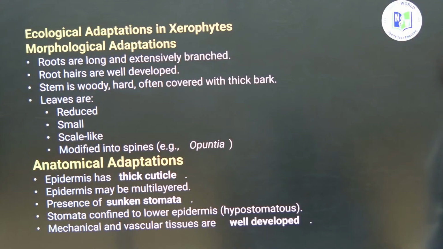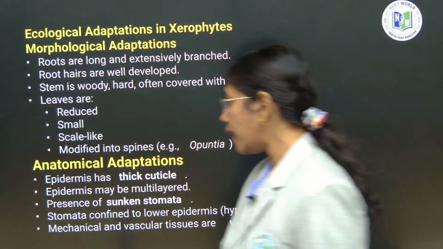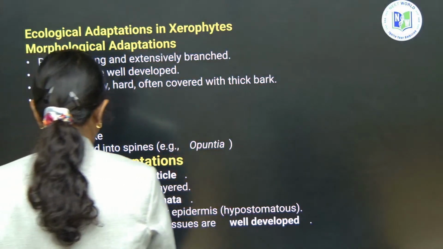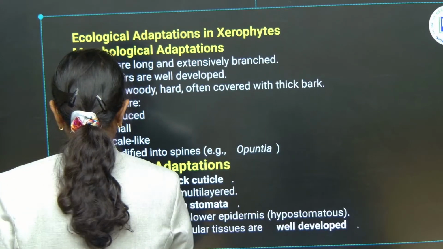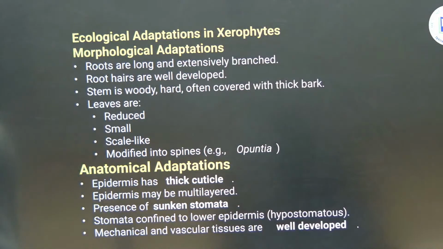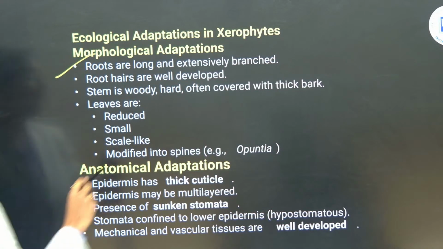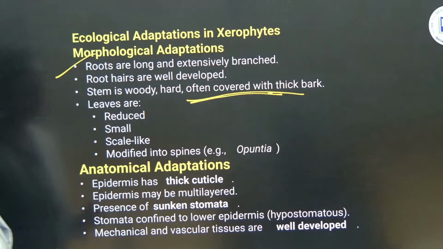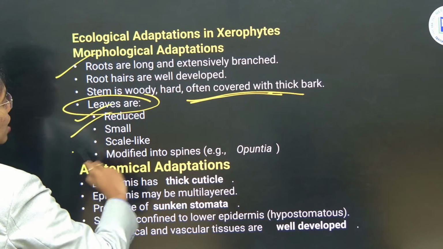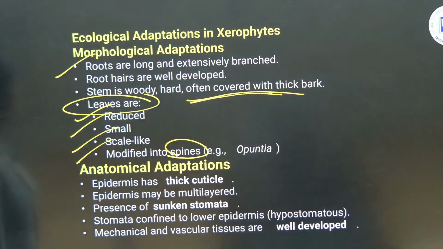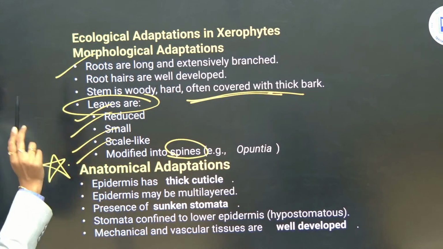Now, what are the ecological adaptations, both morphological and anatomical, of xerophytes? Morphological adaptations: roots are long and extensively branched, root hairs are well developed, and the stem is woody, hard, often covered with thick bark. Leaves are reduced, small, scale like, and modified into spines. Next is anatomical adaptations.